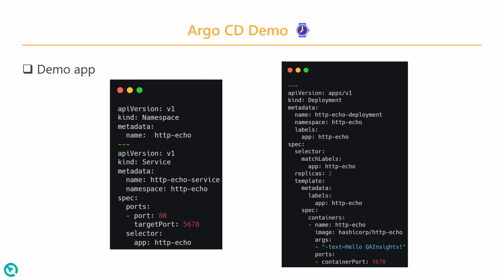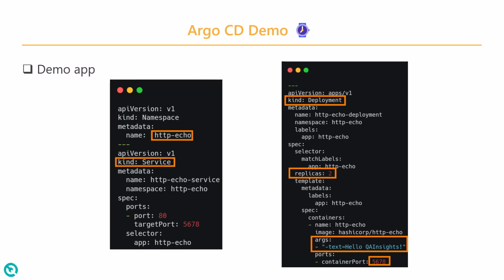To demonstrate, we have one Argo CD application called HTTP echo. This manifest will create the namespace and then create the deployment. This deployment will have two replicas, as you see. Basically, it will create a simple Go application that will just print the argument value, say hello QA Insights, in the container port 5678. And then we are going to create a service to expose the deployment so that you can access it on port 80. So this is our demo app we are going to create in Argo CD.